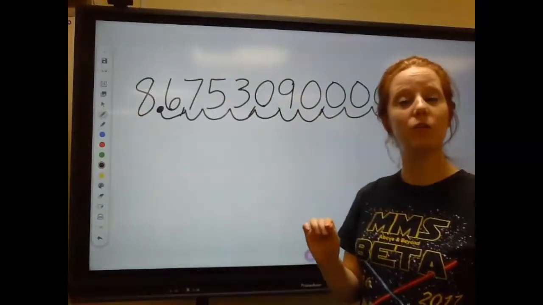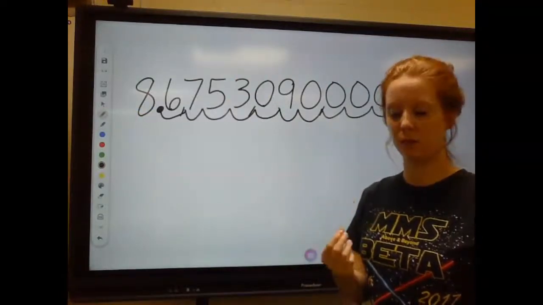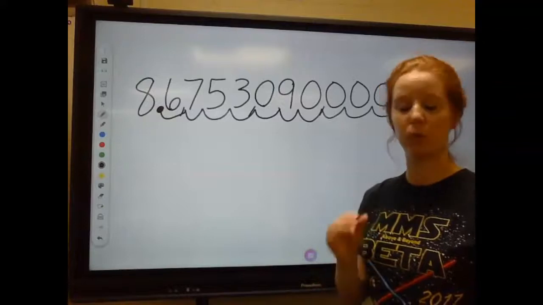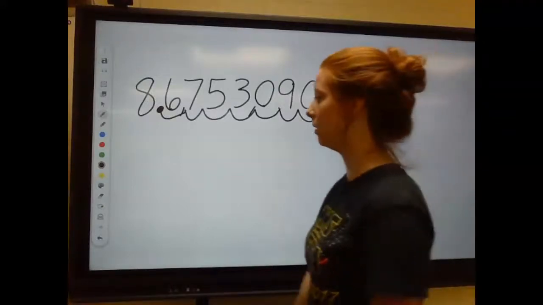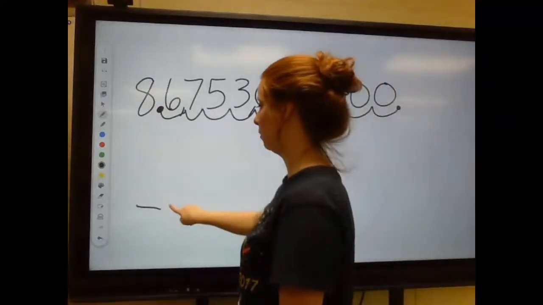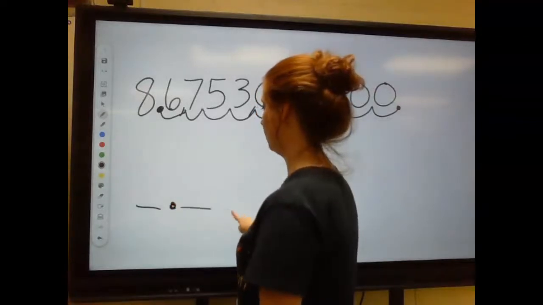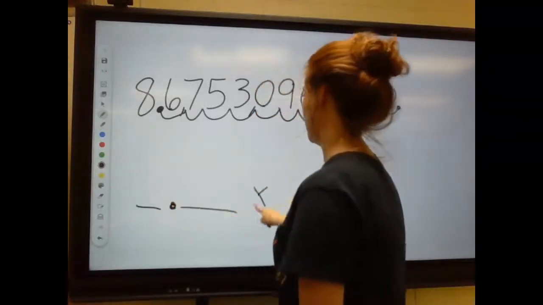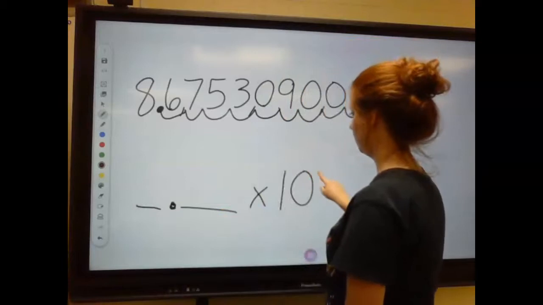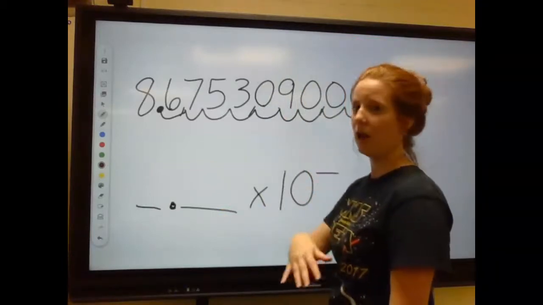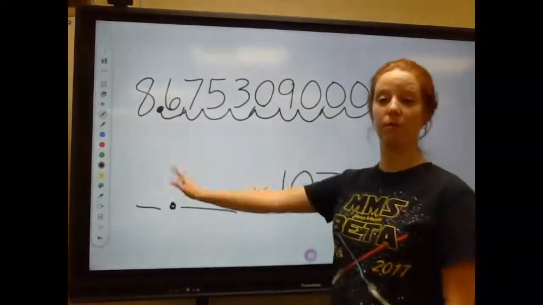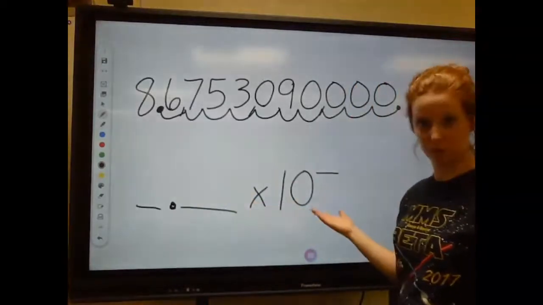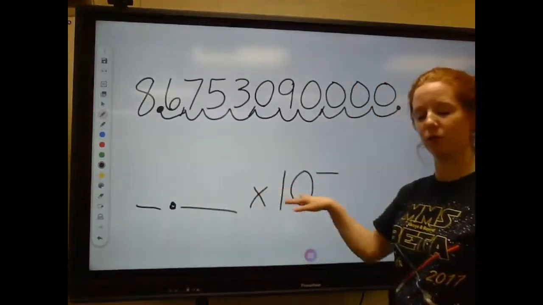Now, scientific notation has a very specific way that you write it. The formula for scientific notation is always going to be something point something times 10 to a power. Every single time. You're going to have something point something times 10 to the something, and I'll help you fill in the blanks as we go.